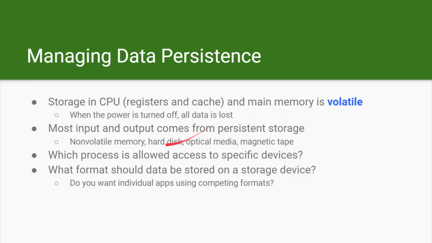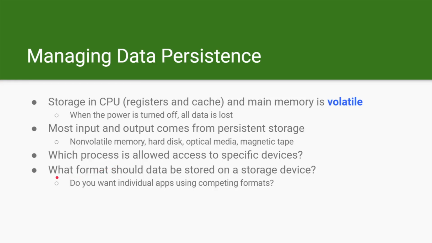Persistent storage includes things such as non-volatile memory, hard drives or hard disk drives, optical media, and magnetic tape. Now, all of these devices have various positives and negatives, various pros and cons. We'll talk about those in a moment. But the operating system needs to manage these devices so that we know which processes may be allowed to access a specific device, or perhaps are restricted from a particular device.